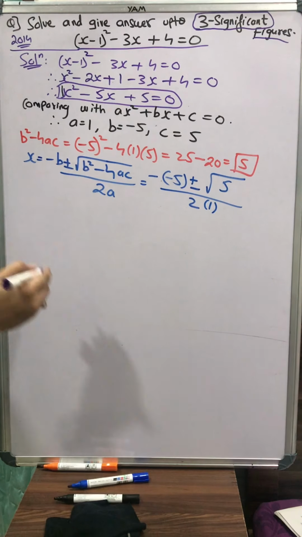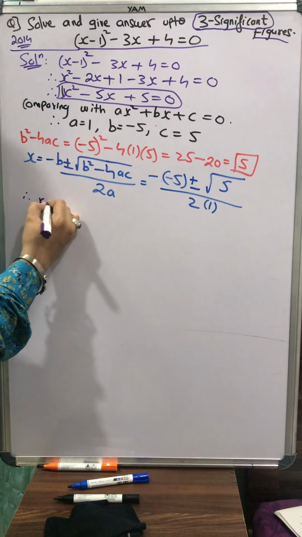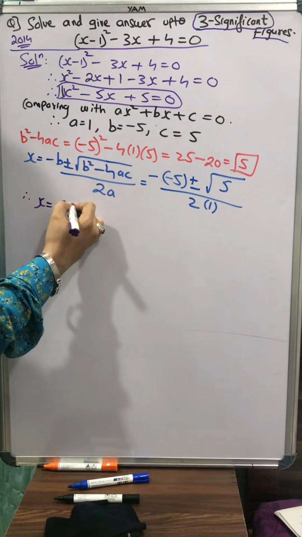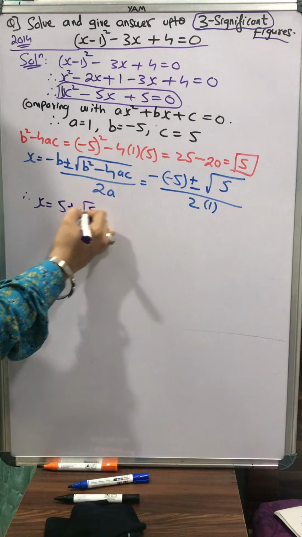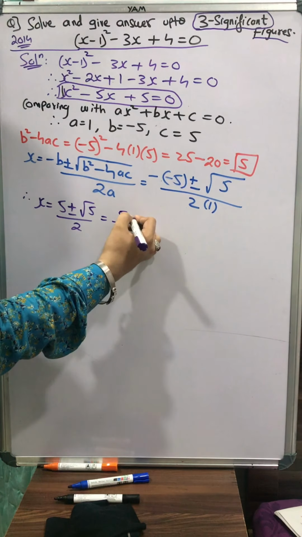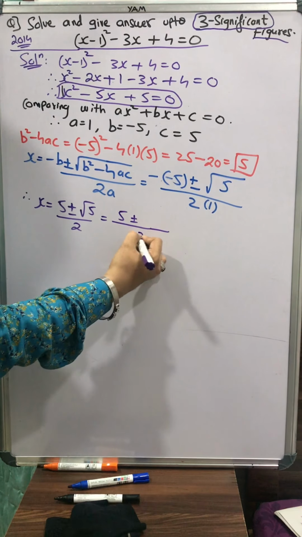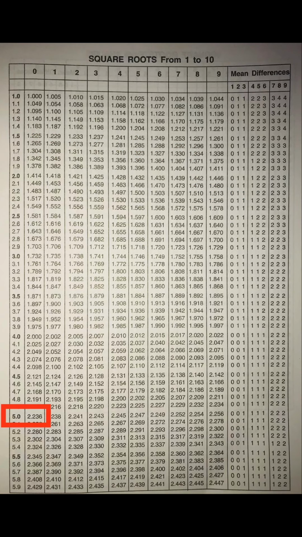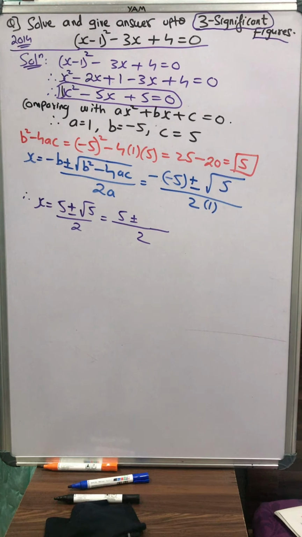Great. Therefore x is equal to minus into minus 5 becomes plus 5, plus minus root 5, the whole upon 2 ones are 2. Okay, now 5 as it is, plus minus as it is, 2 as it is, root 5. Now square root of 5 you can see on the screen. Square root of 5 we can obtain from the square root table. It's nothing but 2.236.